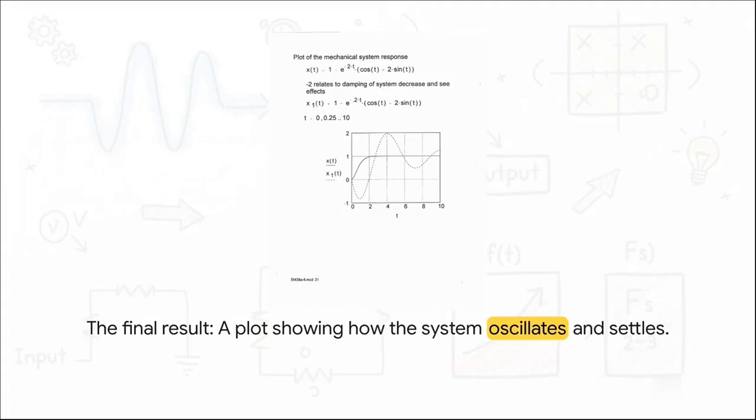And here it is. This is the payoff. We plot that final equation, x of t, and we get this beautiful graph. It's a perfect prediction of how that mass spring damper is going to behave. You can see exactly how it's going to oscillate and how that damper makes it slowly settle down to a stop. We have a complete picture of its future, all because we took that little shortcut through the S domain.